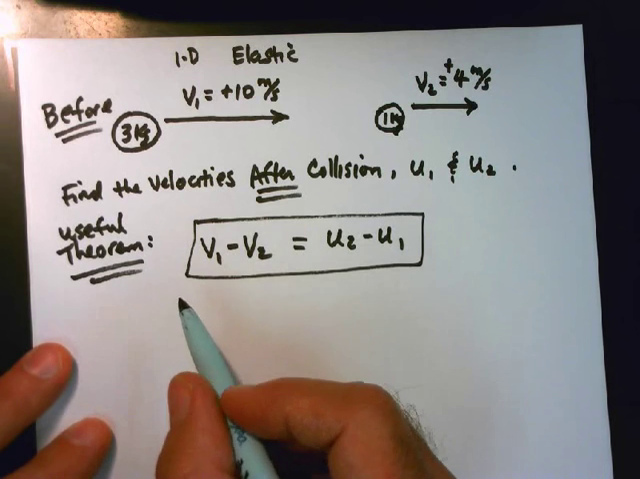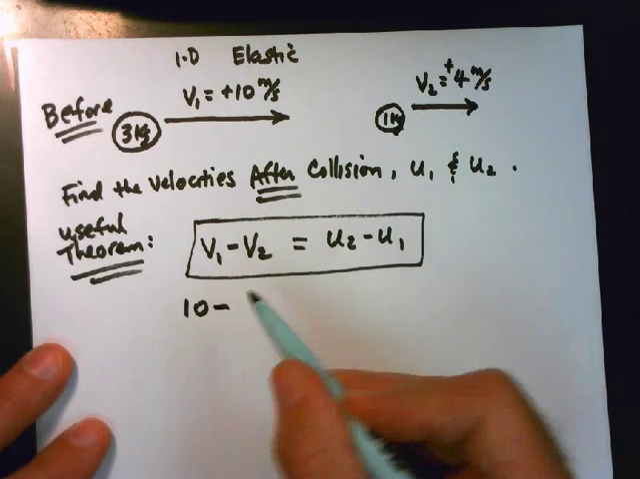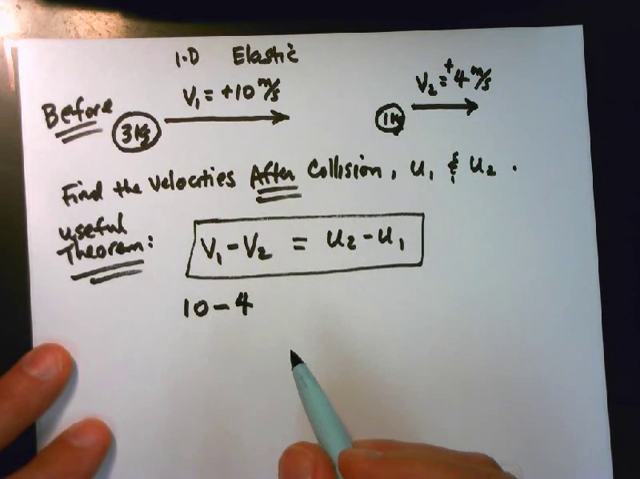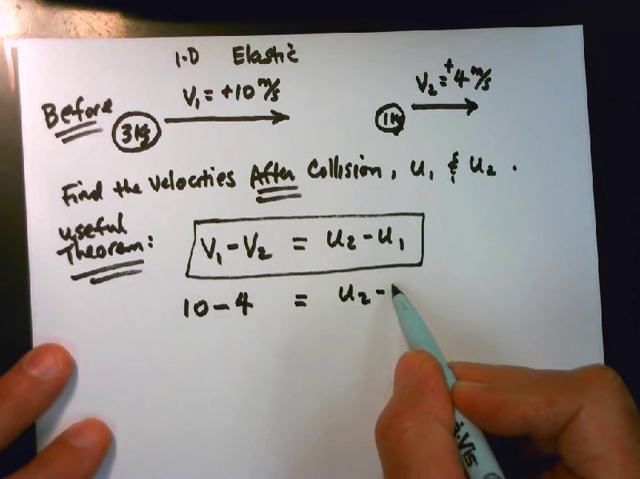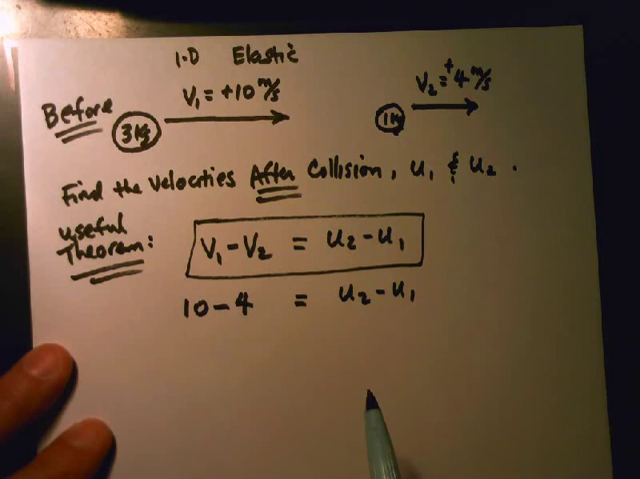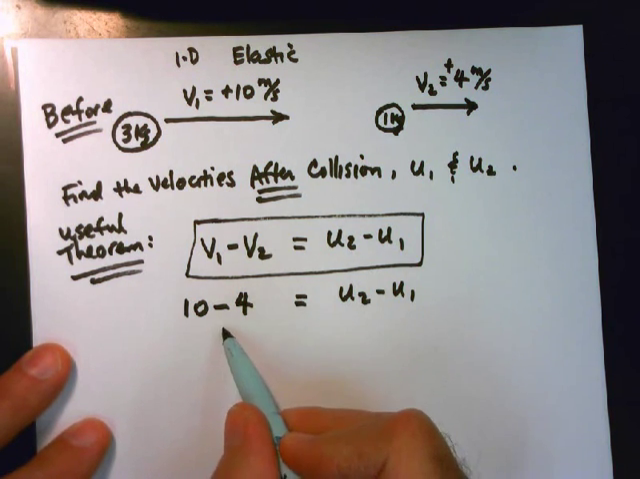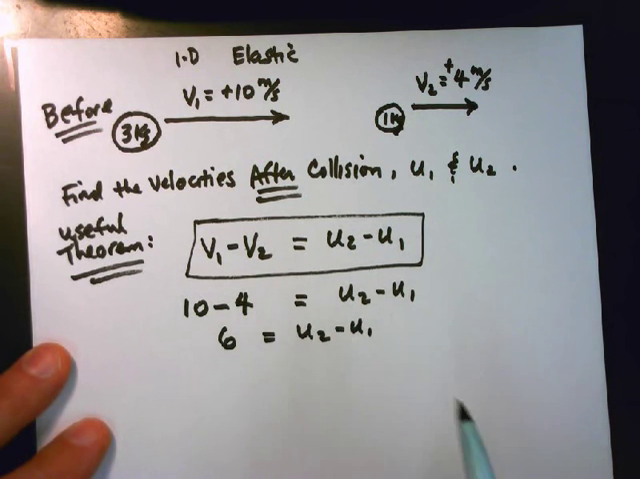Well, v1 was 10. And then we can minus what v2 was. v2 was a plus 4. So we have 10 minus 4, and that's equal to u2 minus u1, which we do not know. Just simplifying it, 10 minus 4 is 6, so 6 equals u2 minus u1.